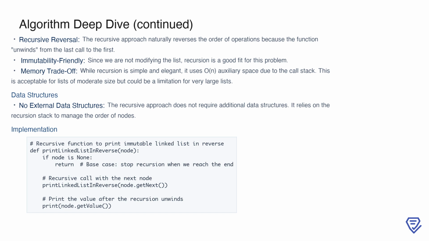Here's a Python implementation of the approach. The function checks if the current node is null and returns in that case. Otherwise, it moves to the next node recursively and prints the current node's value after the recursion has completed. This simple and concise solution adheres to the problem's constraints while maintaining clarity and efficiency.